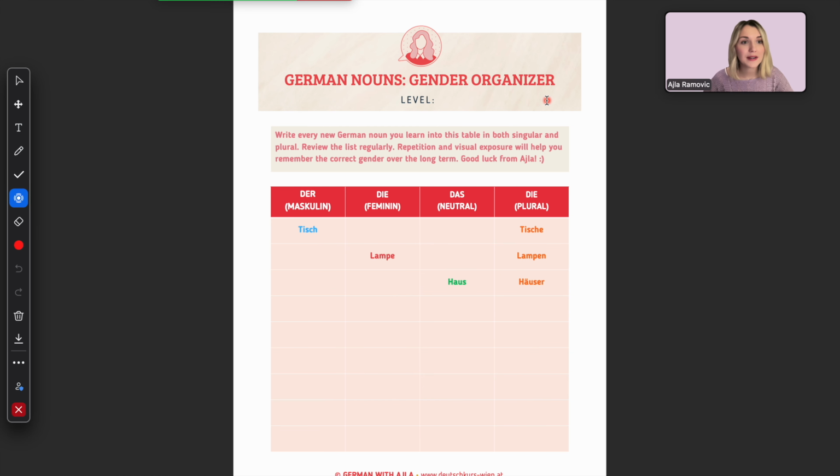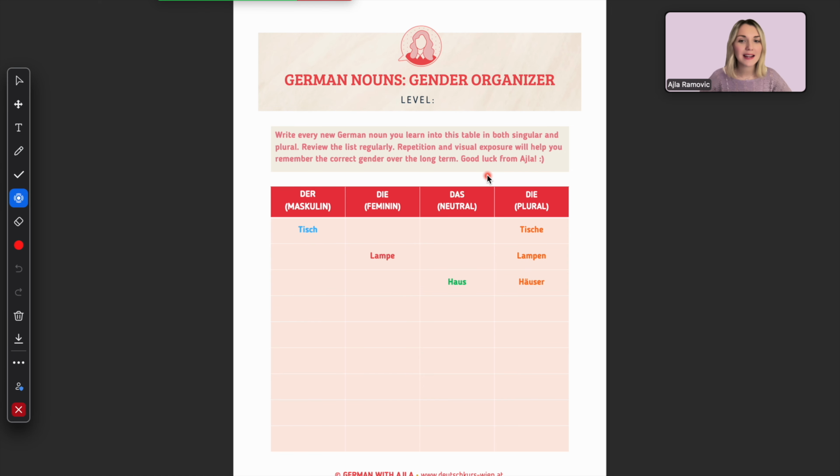This gender organizer that you can see on your screen is the one that I made myself, and right now I want to show you how it works. Write every new German noun you learn into this table in both singular and plural. Review this list regularly. Repetition and visual exposure will help you remember the correct gender over long term. Good luck from Ajla, from me.